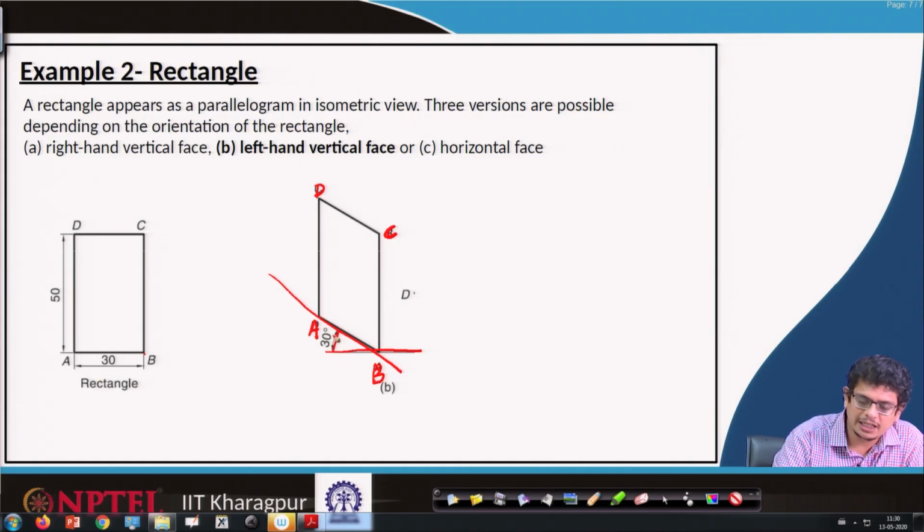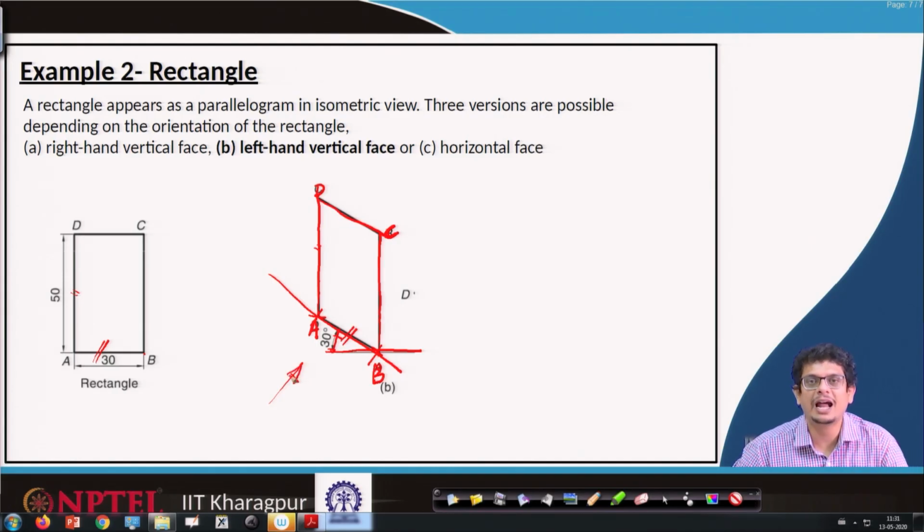Draw a 30 degrees line. Whatever the AB distance we have, the same AB distance we are going to have. Mark A, B, drop a perpendicular line, name it C. Similarly, drop a perpendicular line, whatever AD length is there, we have the same AD length. Draw a line parallel to the AB line and connect it. This is the way we construct the isometric view in the left hand vertical face.